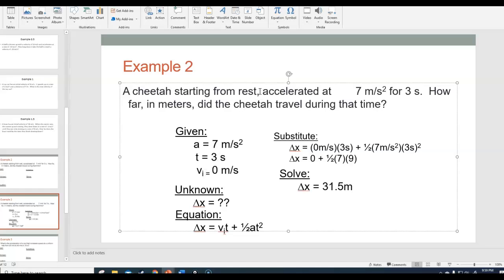Hopefully you recognize that starting from rest is a context clue telling you that the initial velocity is 0. Okay, hopefully you got these 3 givens. That you figure out the unknown is delta x, that's the displacement, because it says how far in meters did the cheetah travel. And then hopefully you plugged in correctly and solved to get 31.5. Okay, remember right here, 0 times 3 is 0, because 0 times anything is 0.